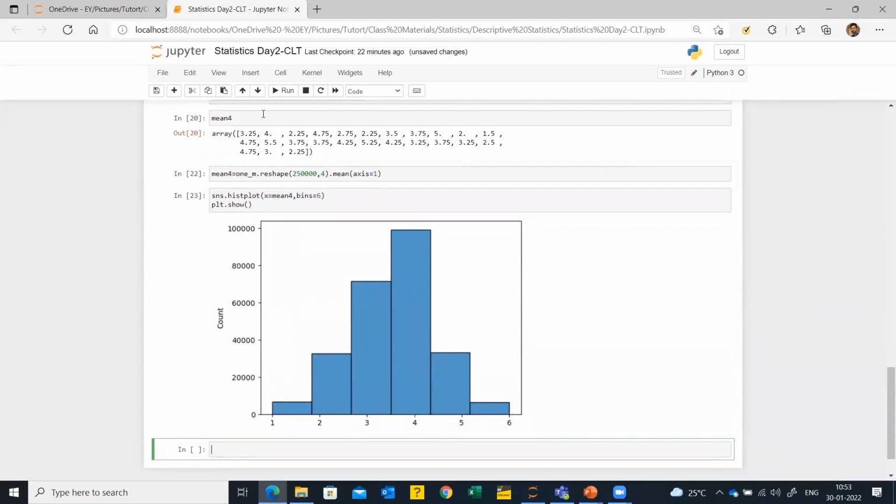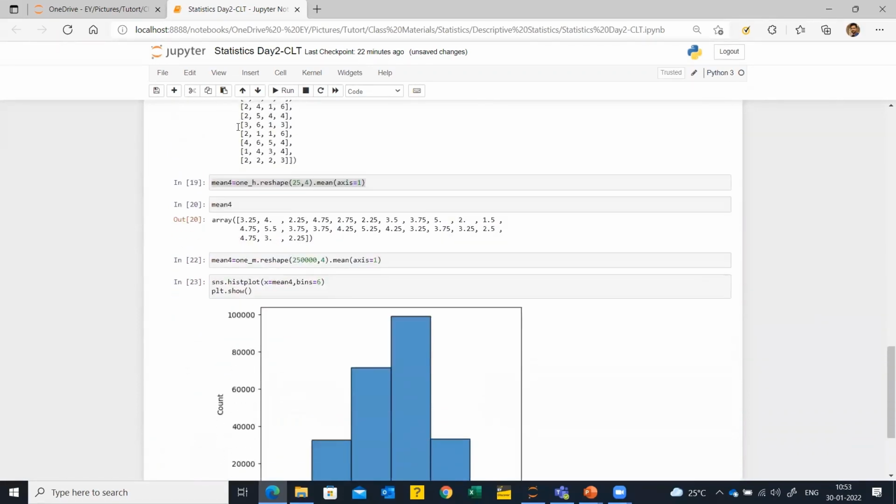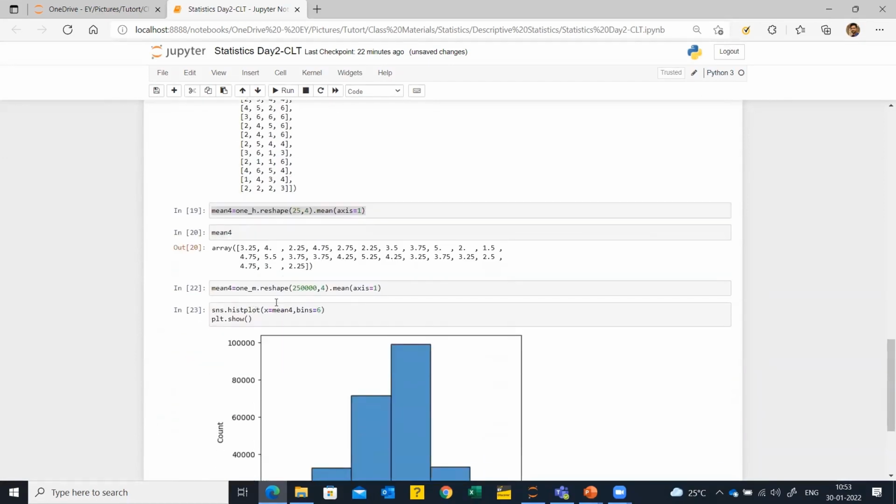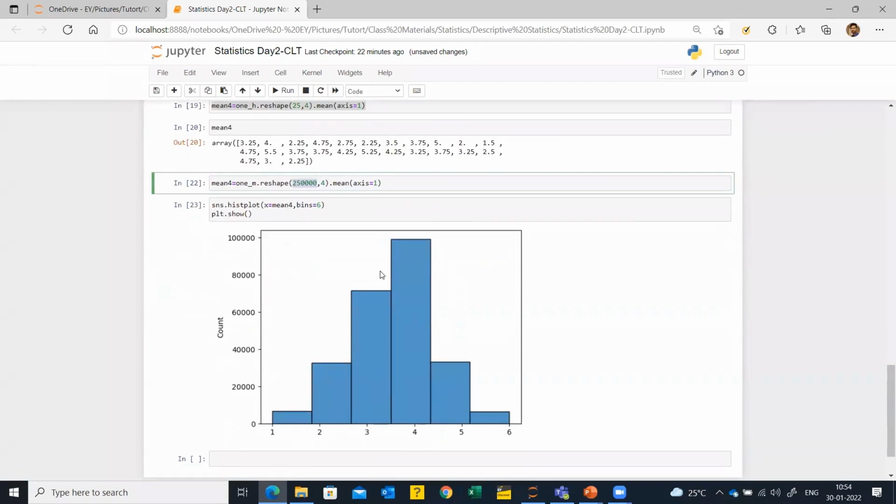So what it has done is it has calculated the mean for 1 million records for each of these rows. How many rows will you have in total? You have 250,000 rows. And for that, it has distributed the mean.